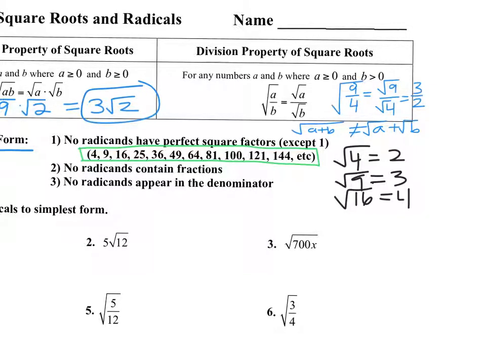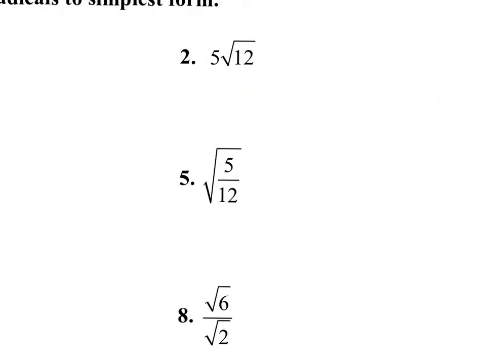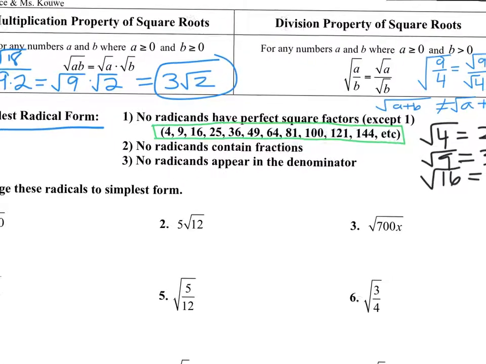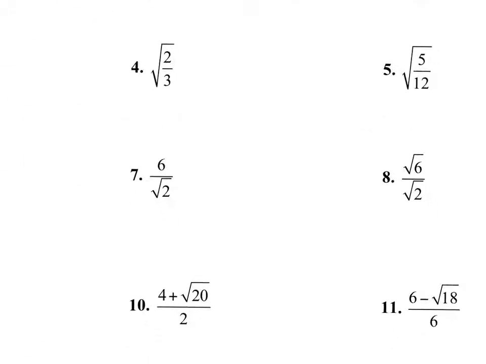The other thing is you cannot have radicands that contain fractions. So see that number 5? That's not allowed. It's a rule. You can't have fractions inside of radicals. And then the last property is you can't have radicals in the denominator either. So look at that number 7 right there. Wrong. Okay? So those are the 3 things that we have to fix when we do these problems.